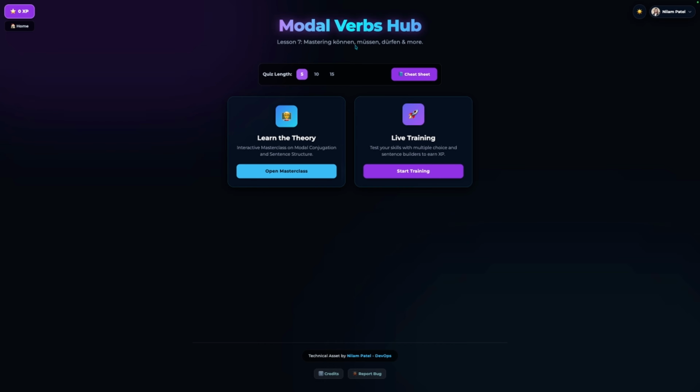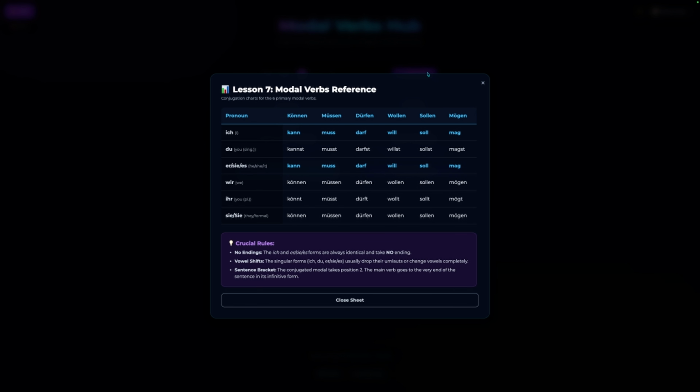If you are short on time, you can select 5 questions. If you would like to be comfortable or need more practice, you can choose 10 or 15 instead. This lets you learn at your own pace. You will also see a cheat sheet button. This is very useful if you want a quick reminder of the grammar rules or sentence structure while you are practicing. Instead of searching through your notes, everything is available in one place.